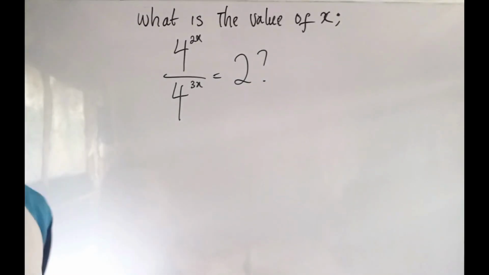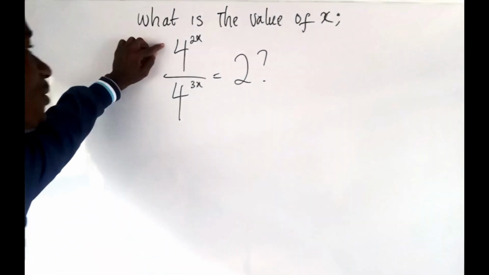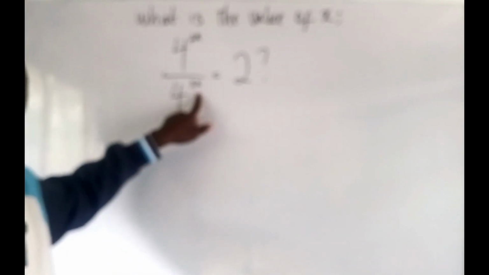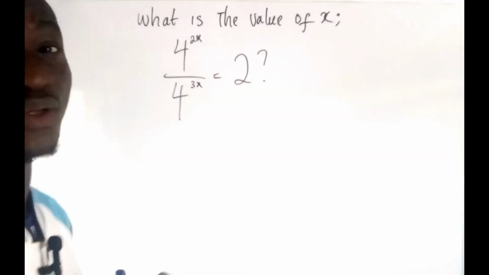Without wasting much of our time, let's quickly do that. Now, we can see that in this question, we have 2, we have 4 to the power of 2x, we have 4 to the power of 3x. We are going to simplify all these bases to be in base 2.